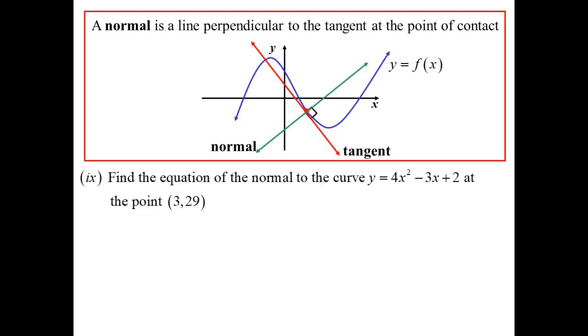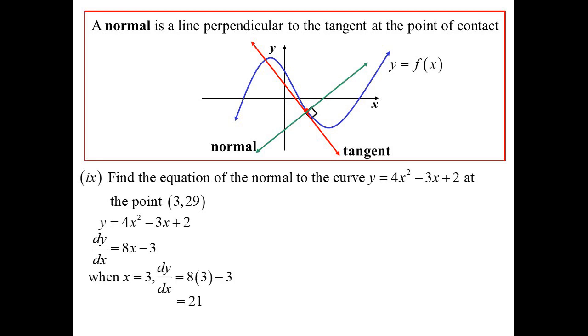So if they ask us to find the equation of the normal, all right, there's my function, there's my gradient function. Now, I can't use the gradient function to immediately find the slope of the normal, but I can find the slope of the tangent. So I'll substitute in x equals 3 and I get 21, but that's the slope of the tangent. So the slope I want is perpendicular to that, negative inverse. So minus 1 on 21 would be the slope I'm looking for here.